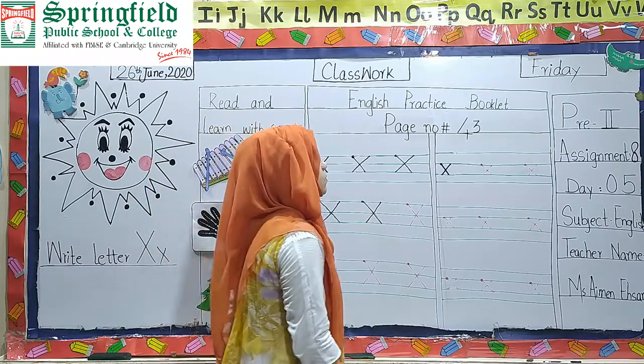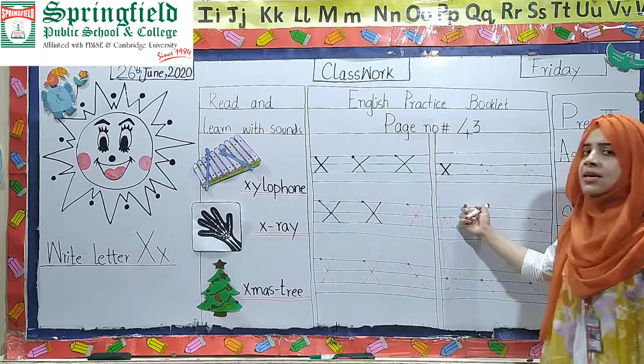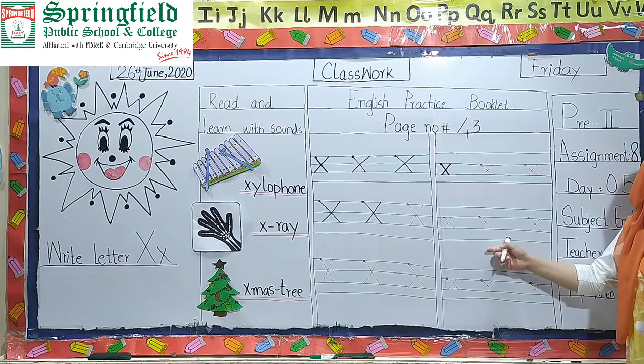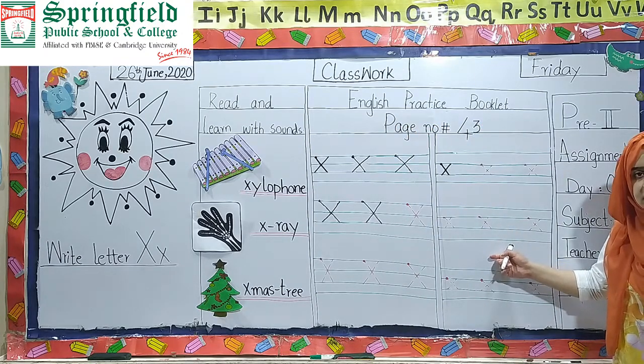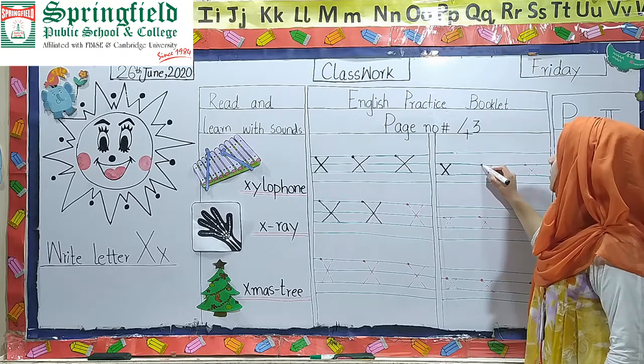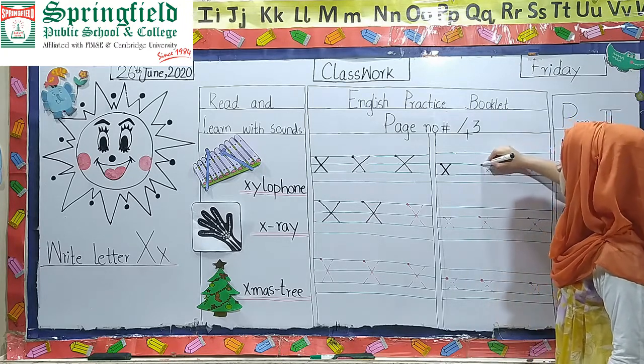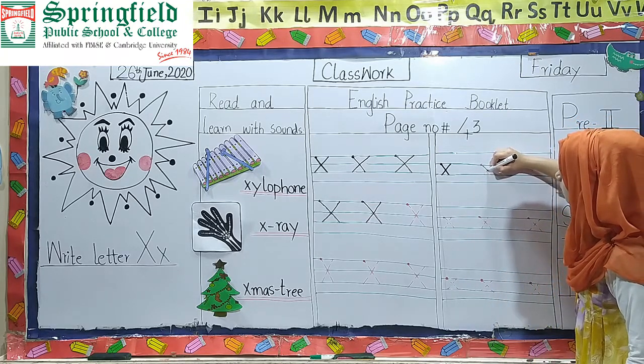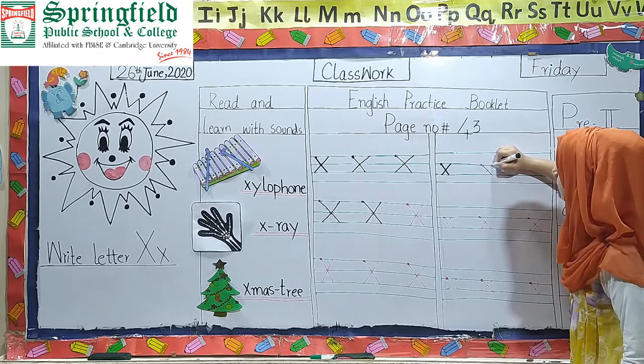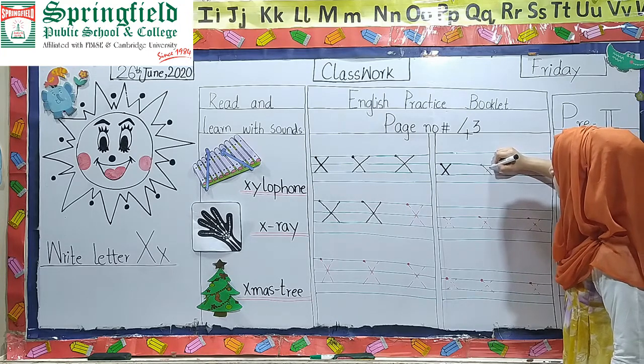Now we have to write the small X. Starting from the middle, come down to the right, again starting from the middle, come down.